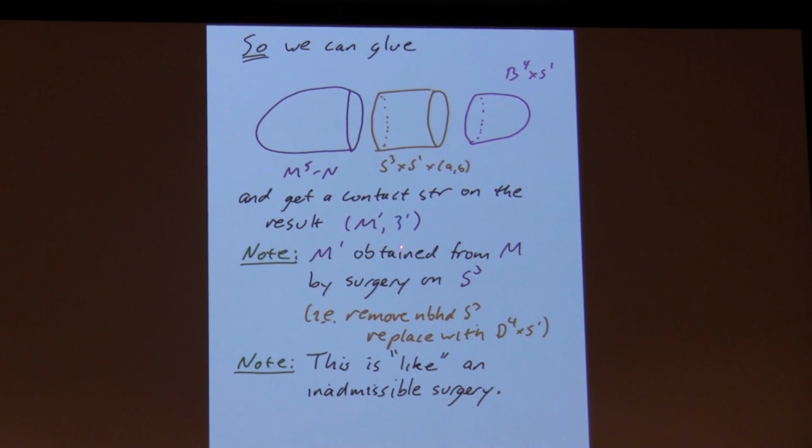Notice it was very important that the induced contact structure on my initial 3-sphere was the standard tight contact structure. If it was some overtwisted structure, I could not have done this trick. And I should mention that you should think of this as being an inadmissible surgery, because I've added some extra contact regions to my manifold to do the surgery. So you should think of the surgery on S3 as basically being the analog of inadmissible surgery in dimension 3.